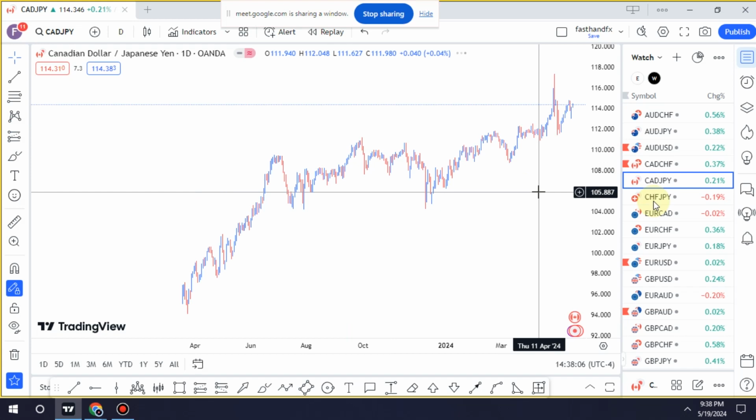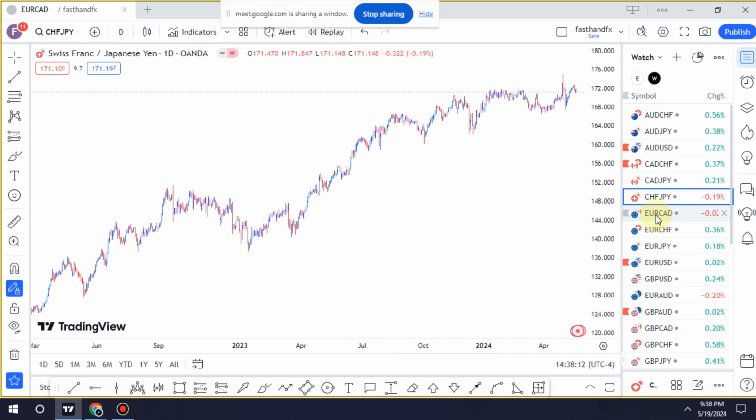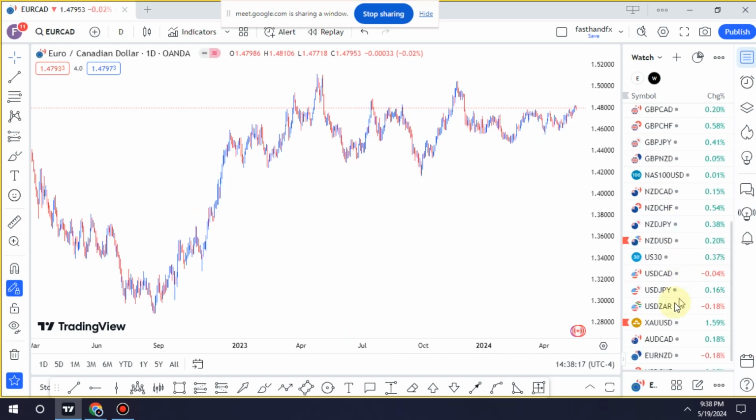So let's find bearish market. That USD, USD ZAR, I think. Yeah.